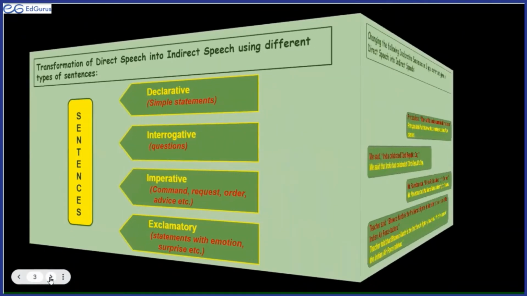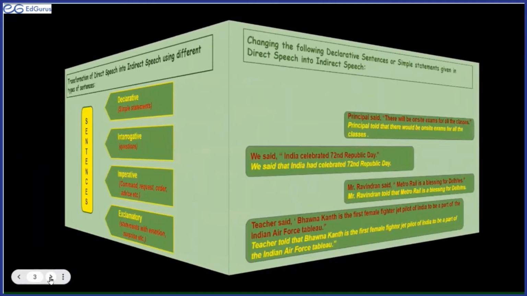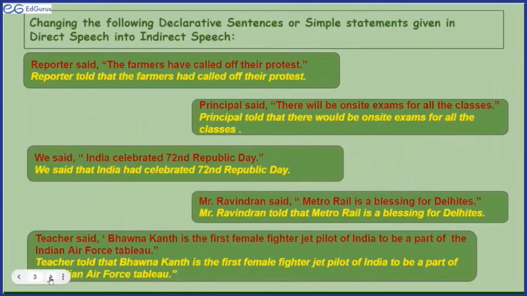So, first of all, let us take up declarative sentences. How we change the declarative sentences or simple statements given in direct speech into indirect speech or reported speech. These are a few examples, right? Reporter said, the farmers have called off their protest.